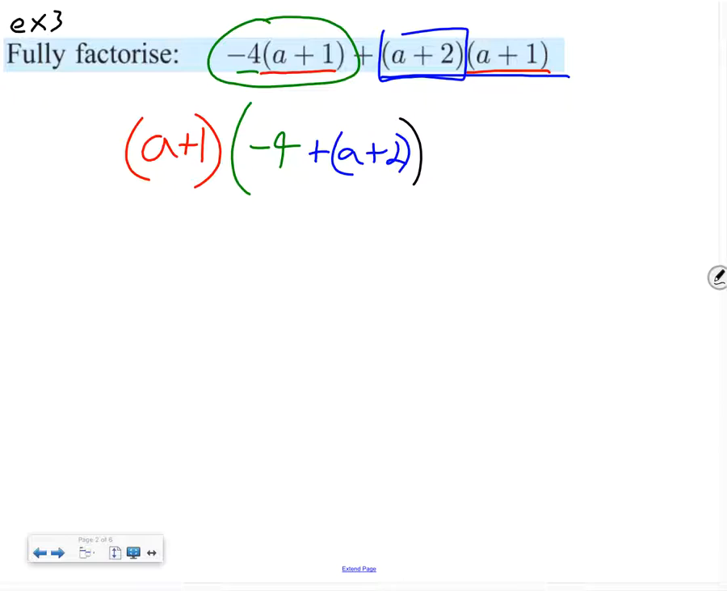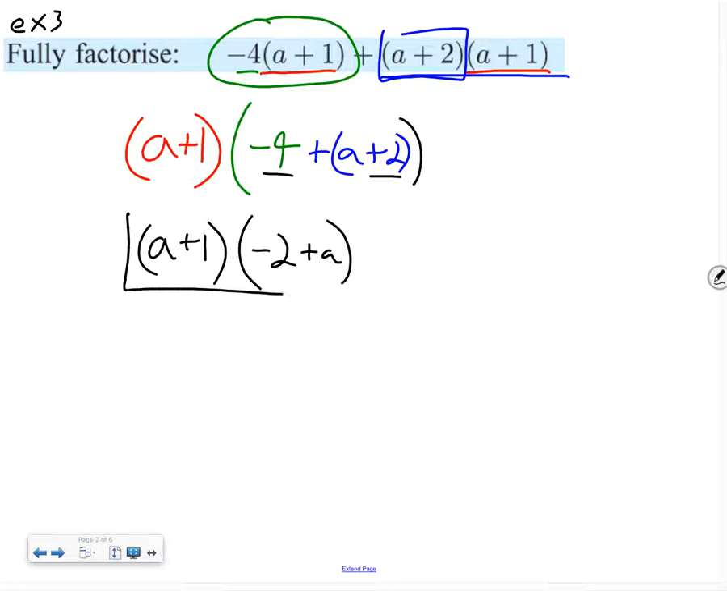So we have factored that, but I want to actually make sure I can simplify as well. So this is just going to stay as a plus 1. But here, notice I have a minus 4 and a plus 2. It's a string of sums, so I can combine like terms. Negative 4 plus 2 is going to be a negative 2, and I have a plus a here. And I have fully factorized those terms.